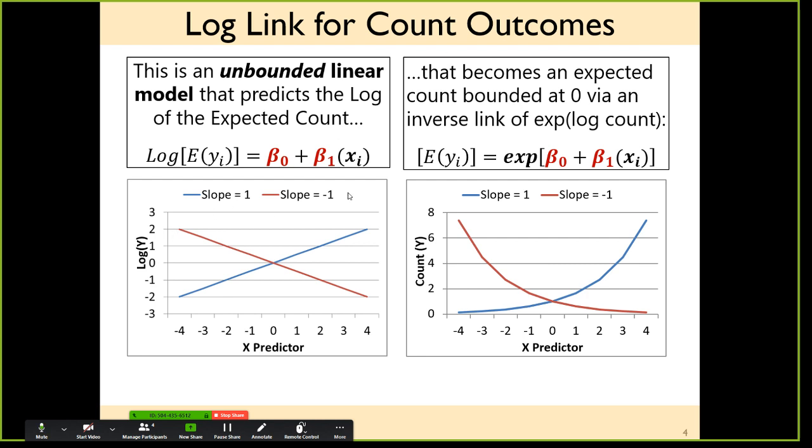When you unlog it, when you exp that predicted log count, this is what the slopes look like. So the blue line shows a positive slope. The red line shows a negative slope. But either way, it doesn't go past zero. That's what the log does. It keeps the predicted count above zero.